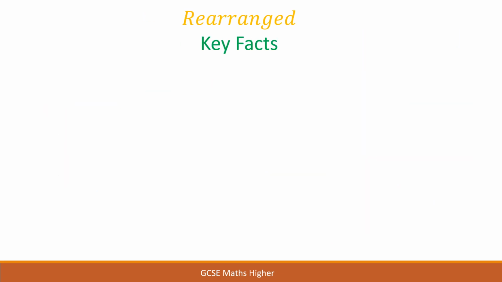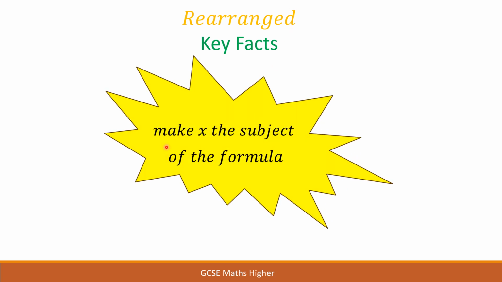Now, once you have found there is a change of sign in the equation, you will be asked to rearrange the equation, and they will say rearranged. So take the original equation and they'll say rearranged to get a new equation. So your key fact here is basically you've got to make x the subject of the formula, and sometimes it is more obvious than other times as to when you are doing that.